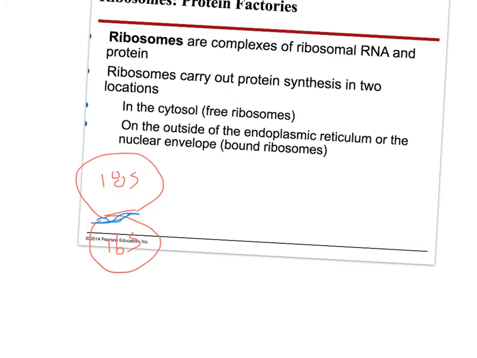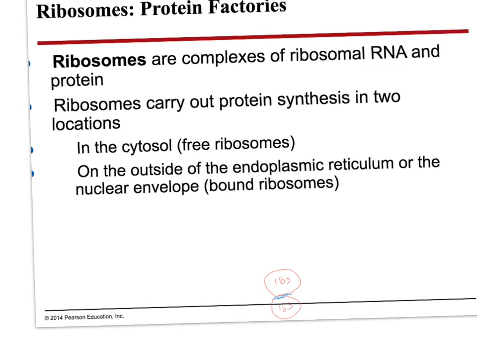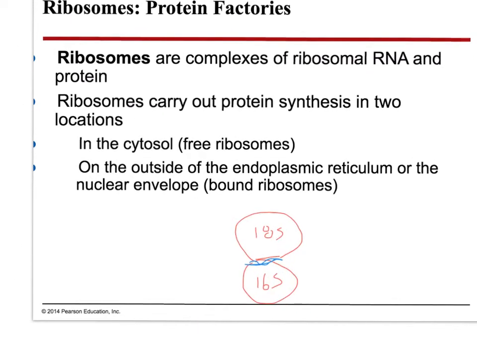All right, the role of a ribosome is to carry out protein synthesis, and this happens in two separate locations. Where are ribosomes found? In the cytosol and on the rough ER. So those two locations are where protein synthesis is done.